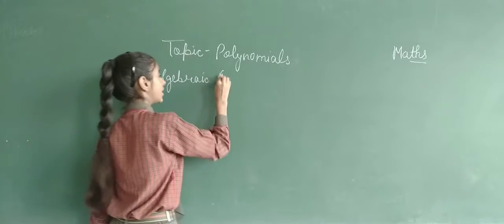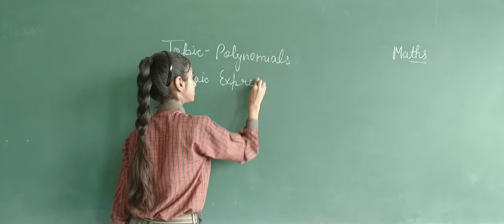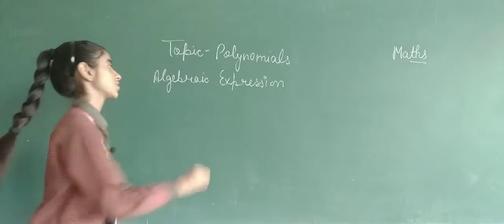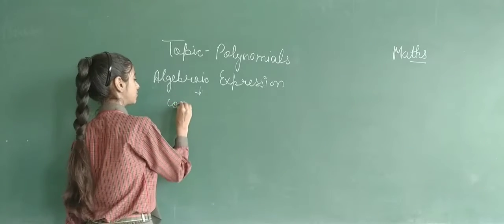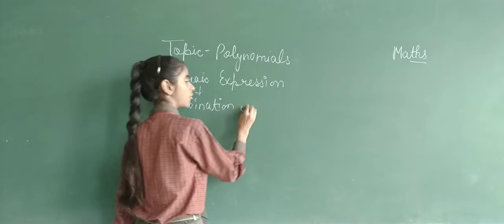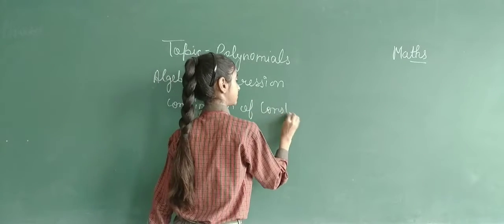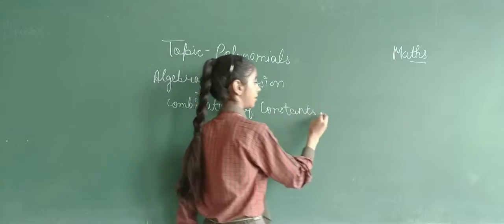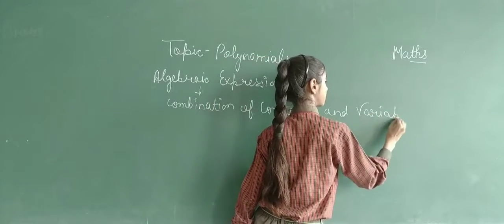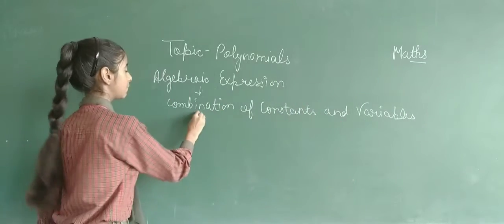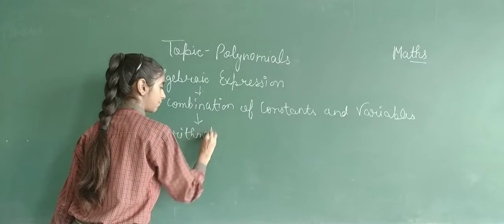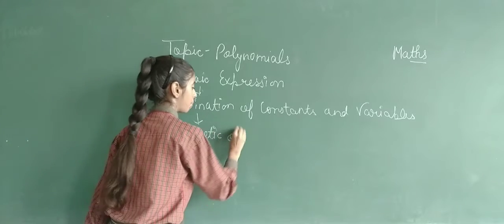Algebraic expression. What is algebraic expression? It is the combination of constants and variables with the help of arithmetic operations.